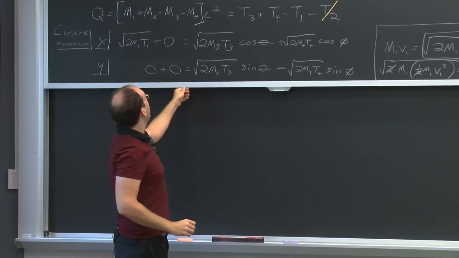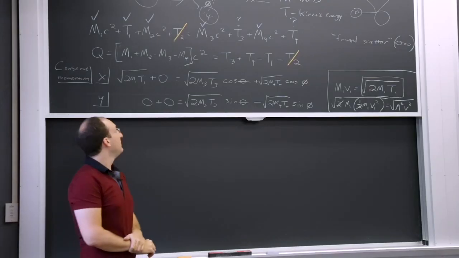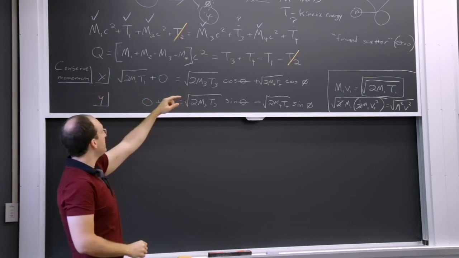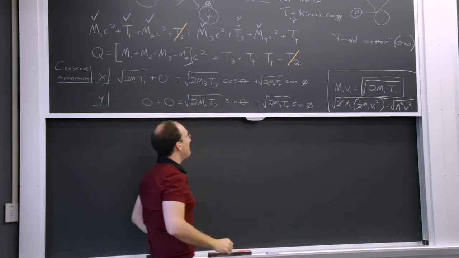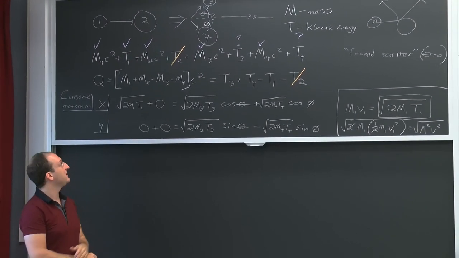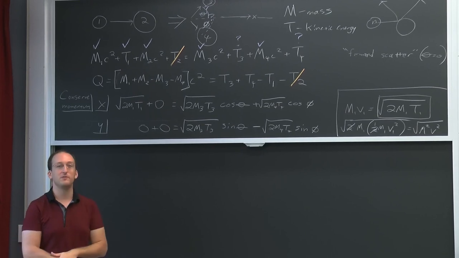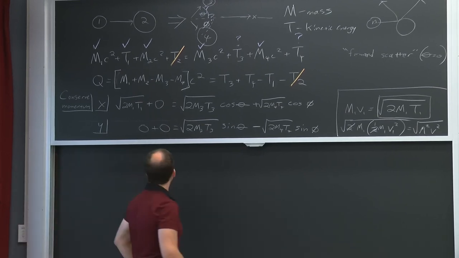So now we actually have sets of equations that relate all of our unknown quantities. We have the mass conservation equation, we have the Q equation, we have the X momentum, and we have the Y momentum. And from this point on, it's a matter of algebra to express some of these quantities in terms of some of the others. So let's get started with that.